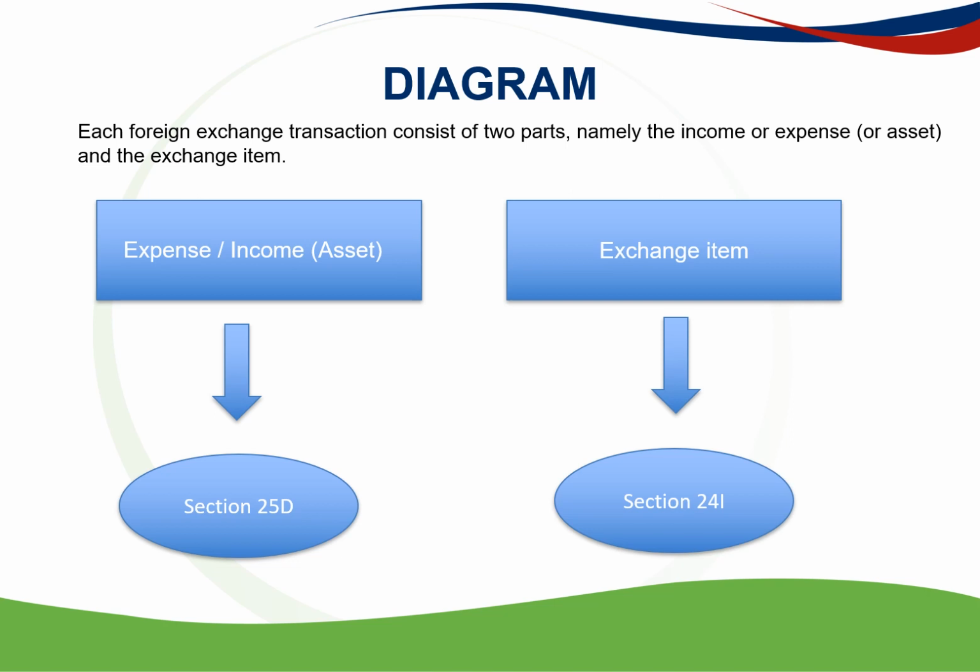And then there will also be a capital gain or loss, which will be under paragraph 43 for this specific asset. And then for the exchange item, we will deduct the exchange loss or include the exchange gain under Section 24I.